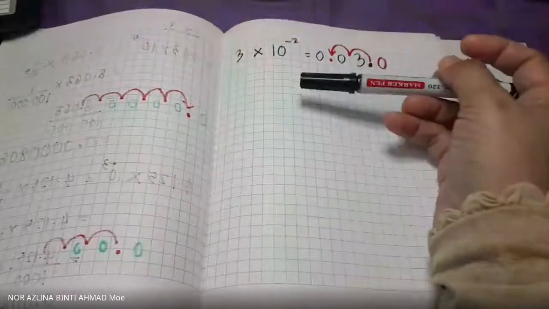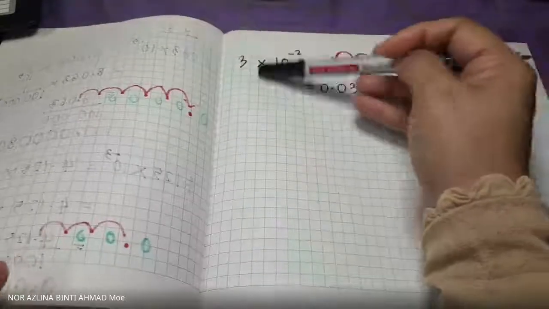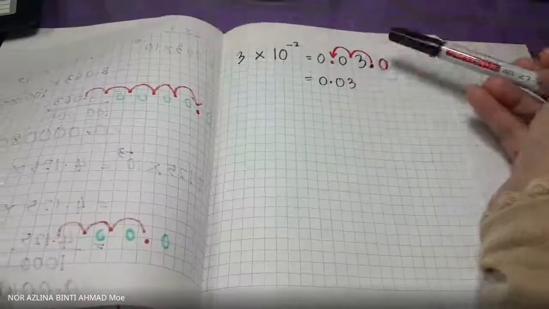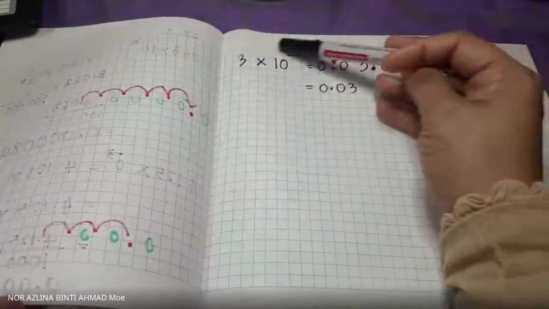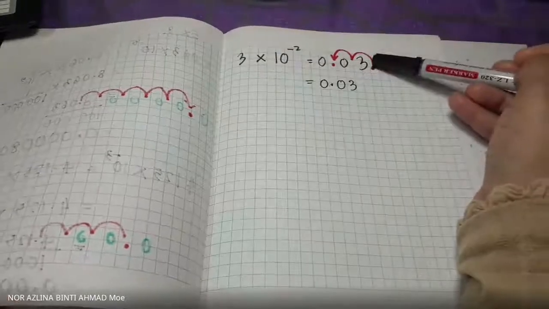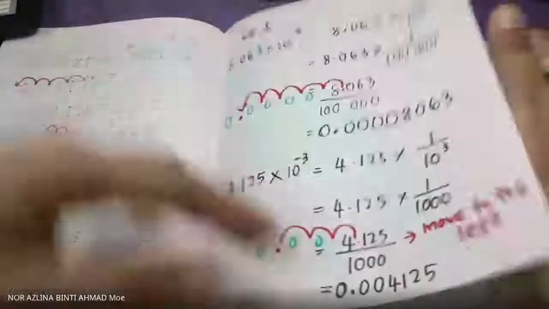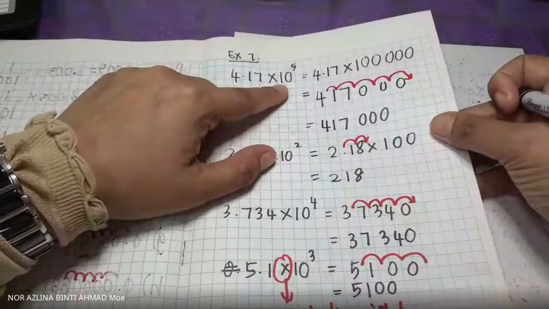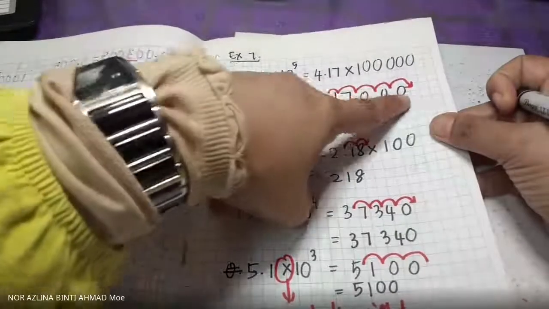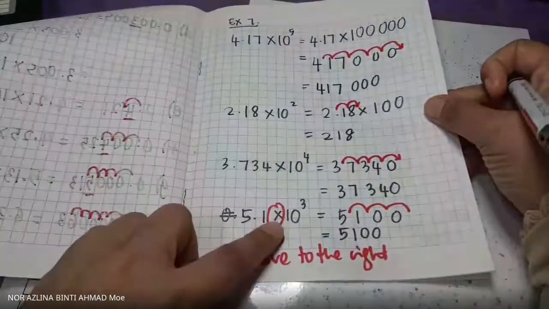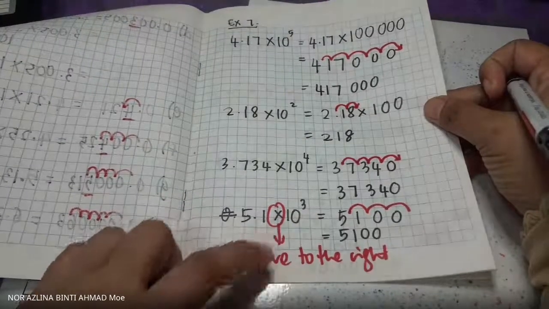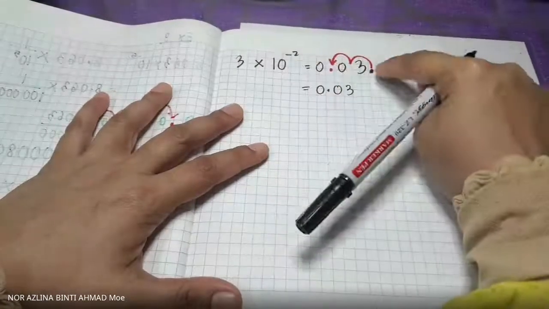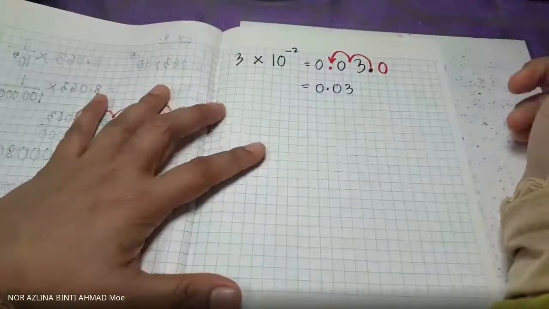If multiply with negative indices, move to the left, because actually this is division. When multiply with negative indices, the decimal point will move to the left. If multiply with positive indices, the decimal point will move to the right. Okay, another example.